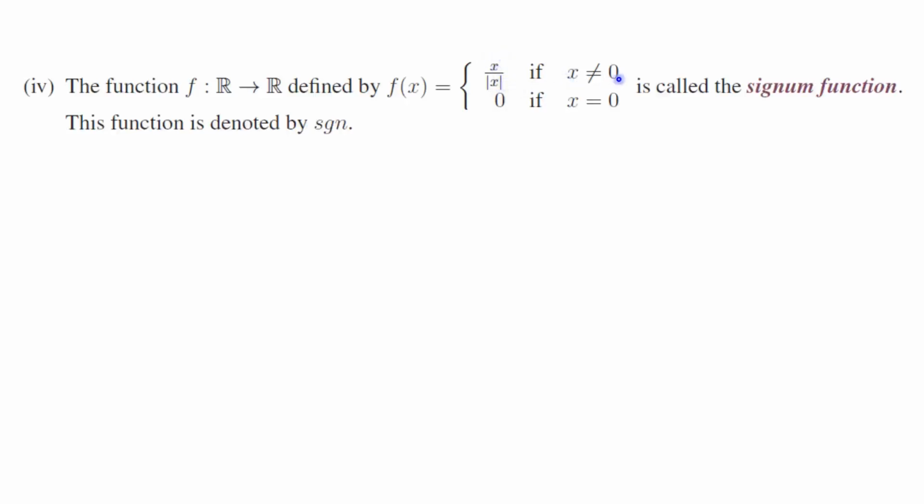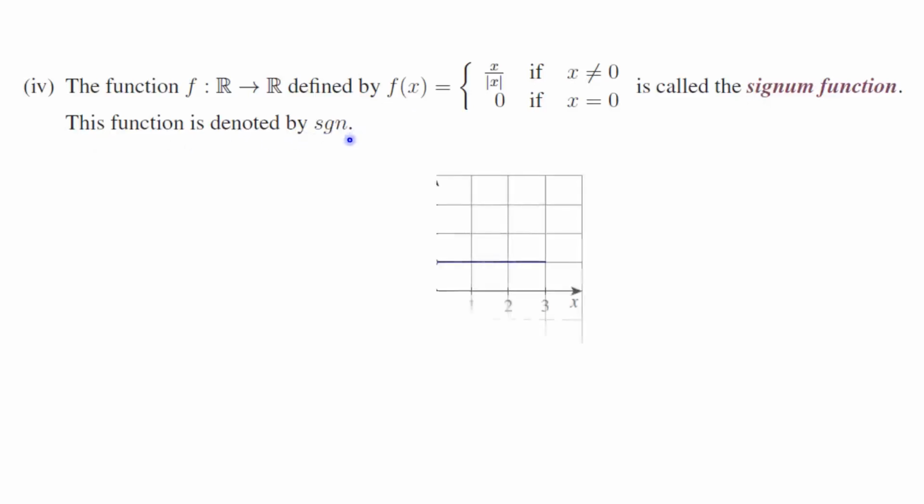So if the x value is not equal to 0, then whatever value we substitute for x, we will get either positive 1 or negative 1. That is plus 1 or minus 1. If x equal to 0, then we will get f of x as always 0, because 0 divided by anything is 0. That concept is called the signum function. This function is denoted by SGN.